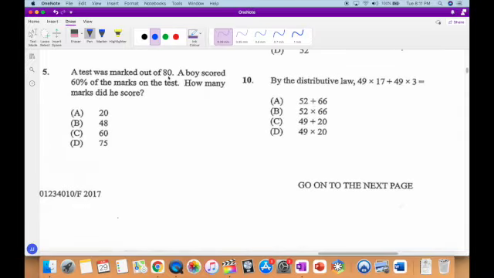A test was marked out of 80. A boy scored 60% of the marks on the test. How many marks did he score? Well, he scored 60% of 80. So he scored 48.